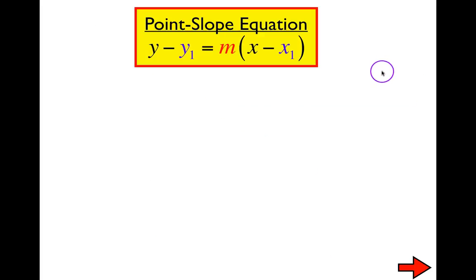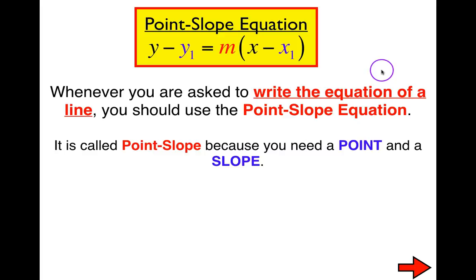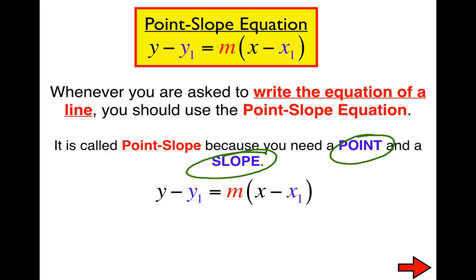Well, we can use something called the point-slope equation. Whenever you're asked to write the equation of a line, you should use point-slope equation. It's called point slope. Why? Because you need at least one point and the slope. So point slope looks like this. You're going to do y minus y sub 1 equals the slope times the quantity x minus x sub 1.